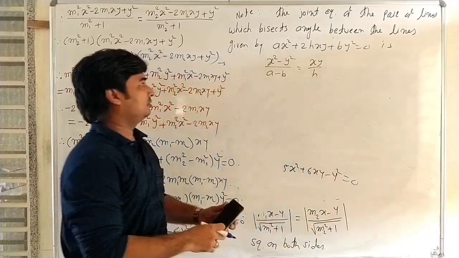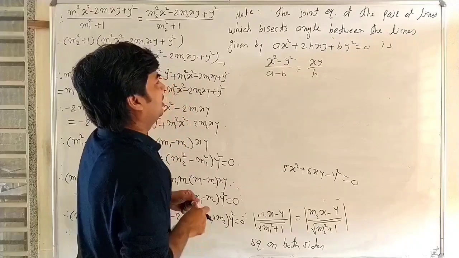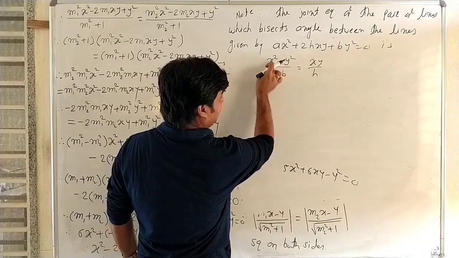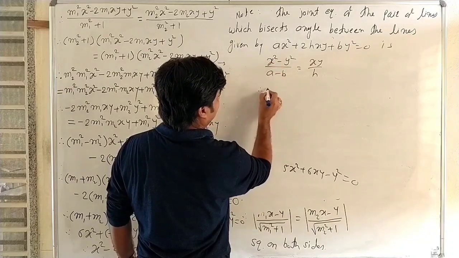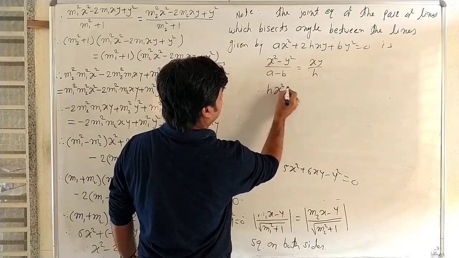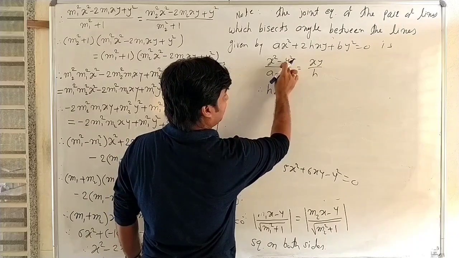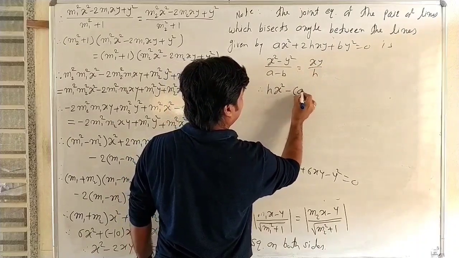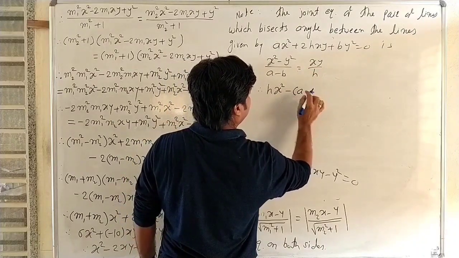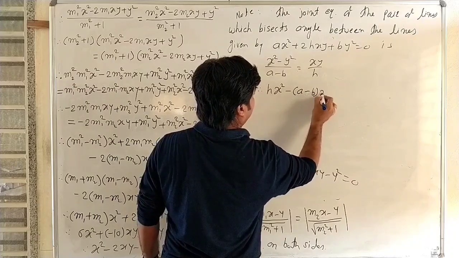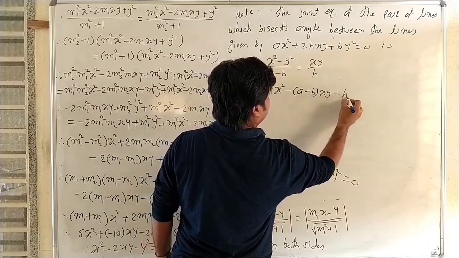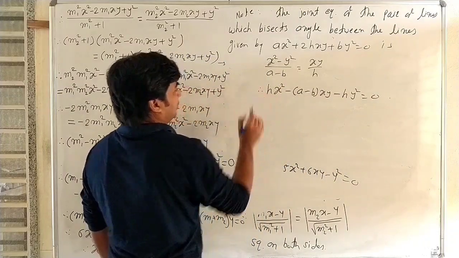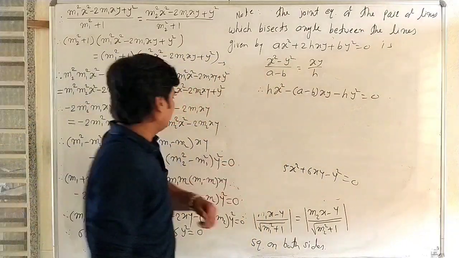It is a shortcut. It is the equation. Now this equation can be written in the homogeneous equation form. Here take h, multiply by h, therefore h x square minus h y square, and here multiply by this, therefore minus (a minus b) x y and minus h y square. Okay, it is a required homogeneous equation.